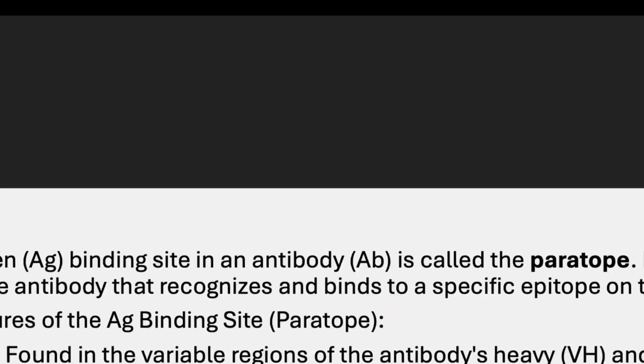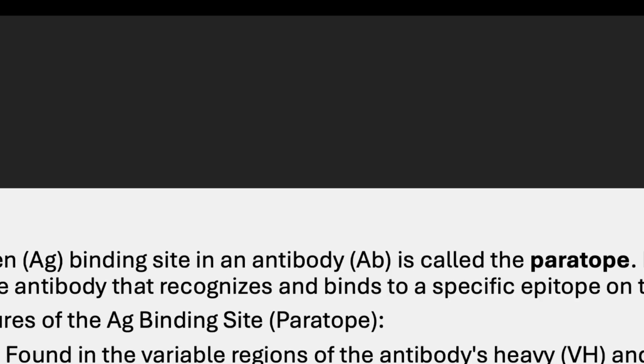So what is this antigen binding site? Let us understand it better. The antigen binding site in an antibody is called the paratope. So the site on the antibody which binds the antigen is called the paratope, while the site on the antigen which is bound by the antibody is called the epitope.